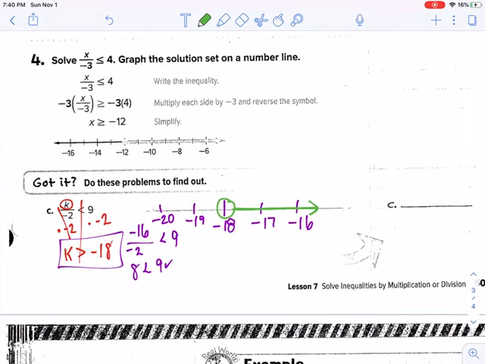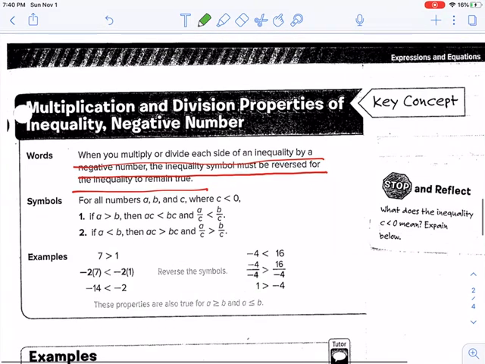Okay, so the only difference with this lesson, and I'm going to go back to the top here, is that if you multiply or divide by a negative, and you can look at these examples here, you must flip your sign.